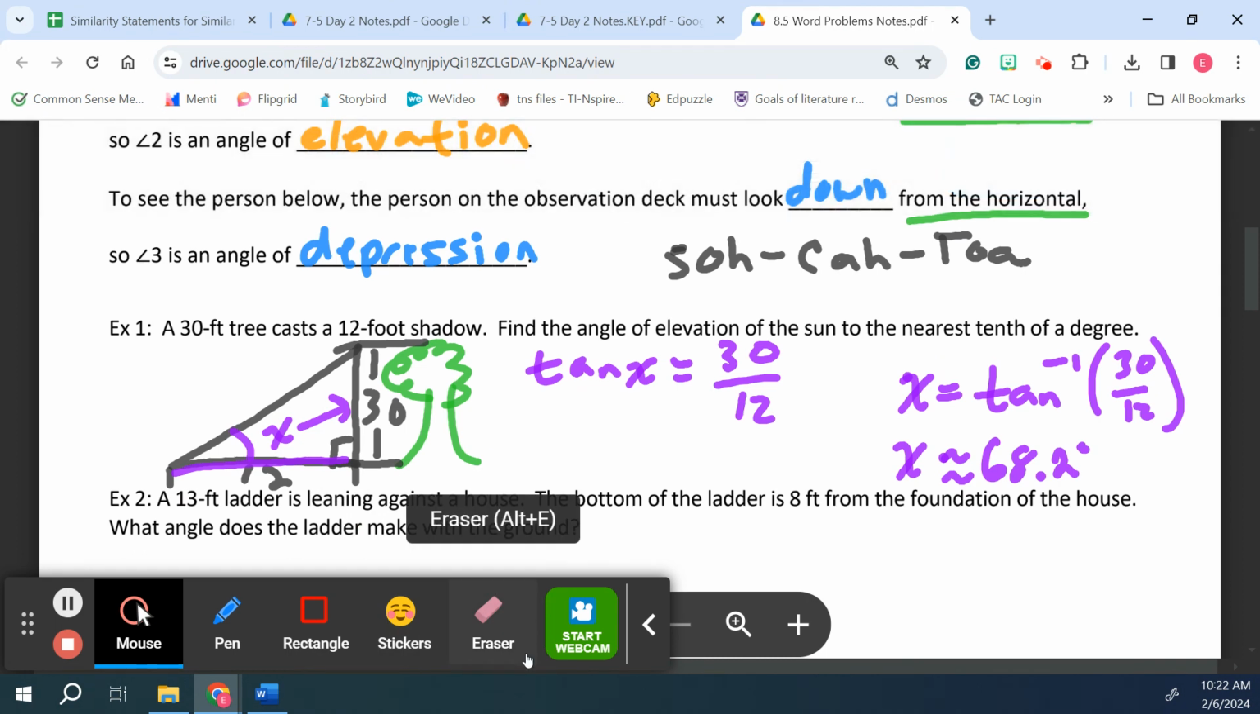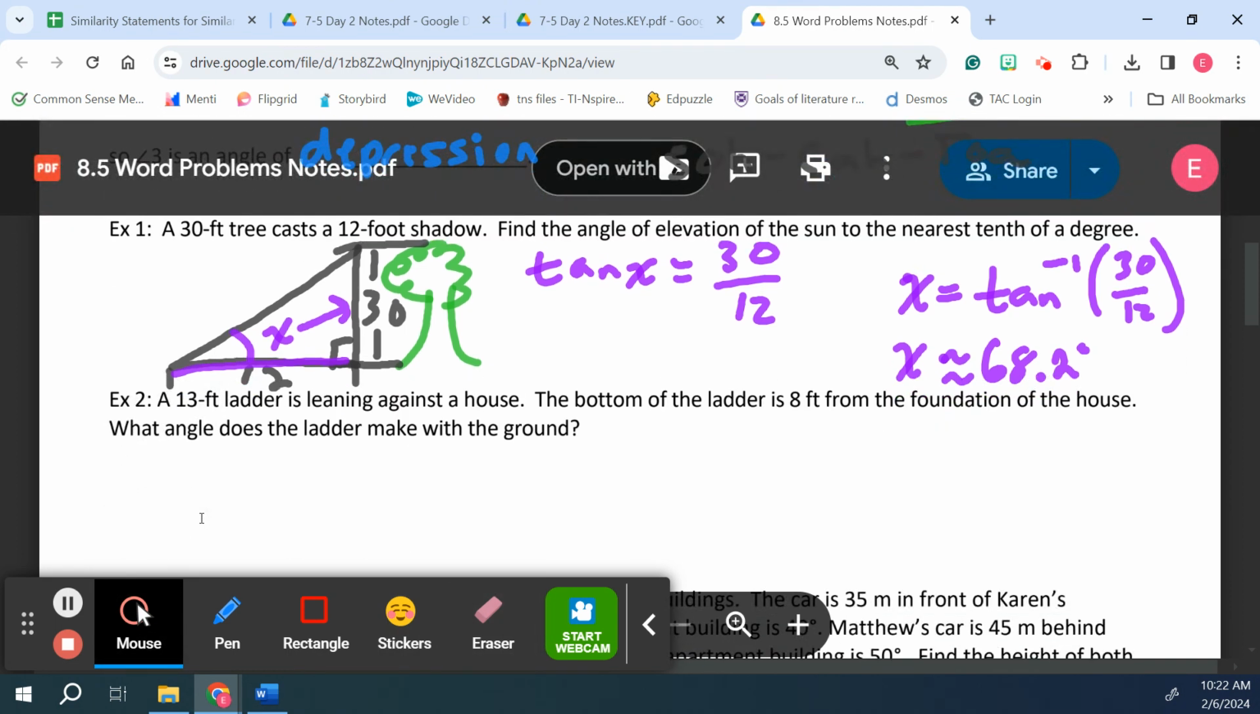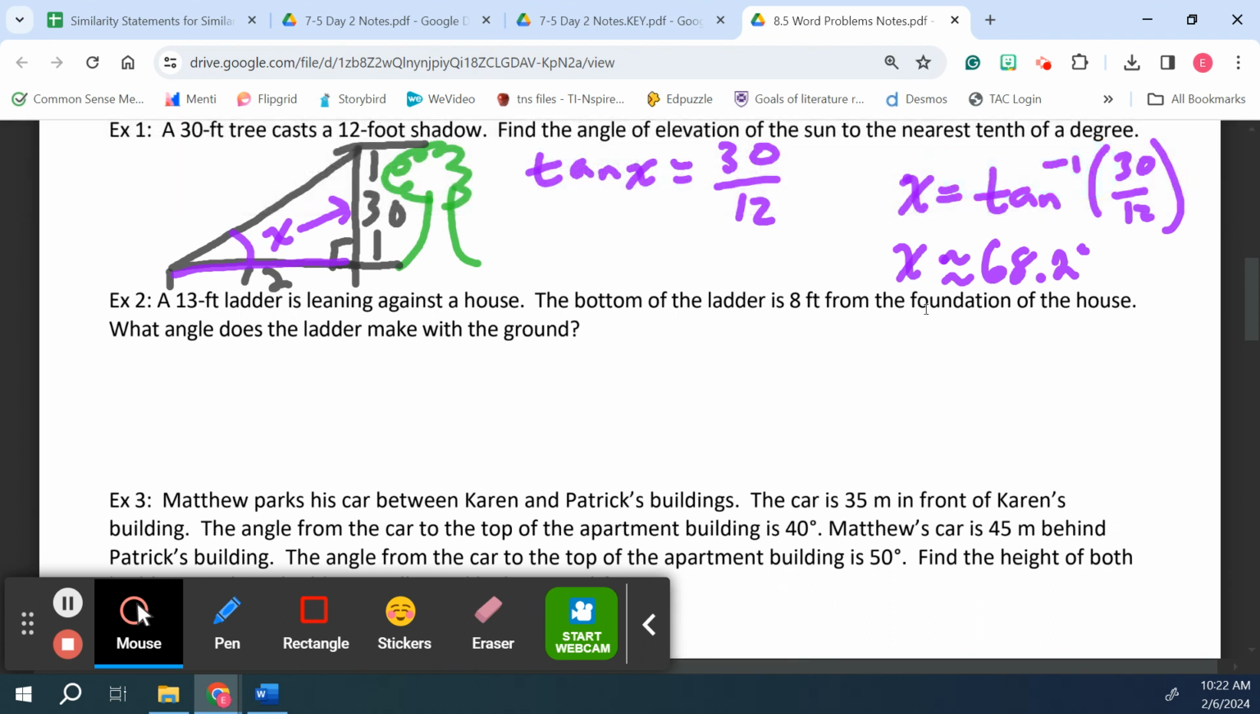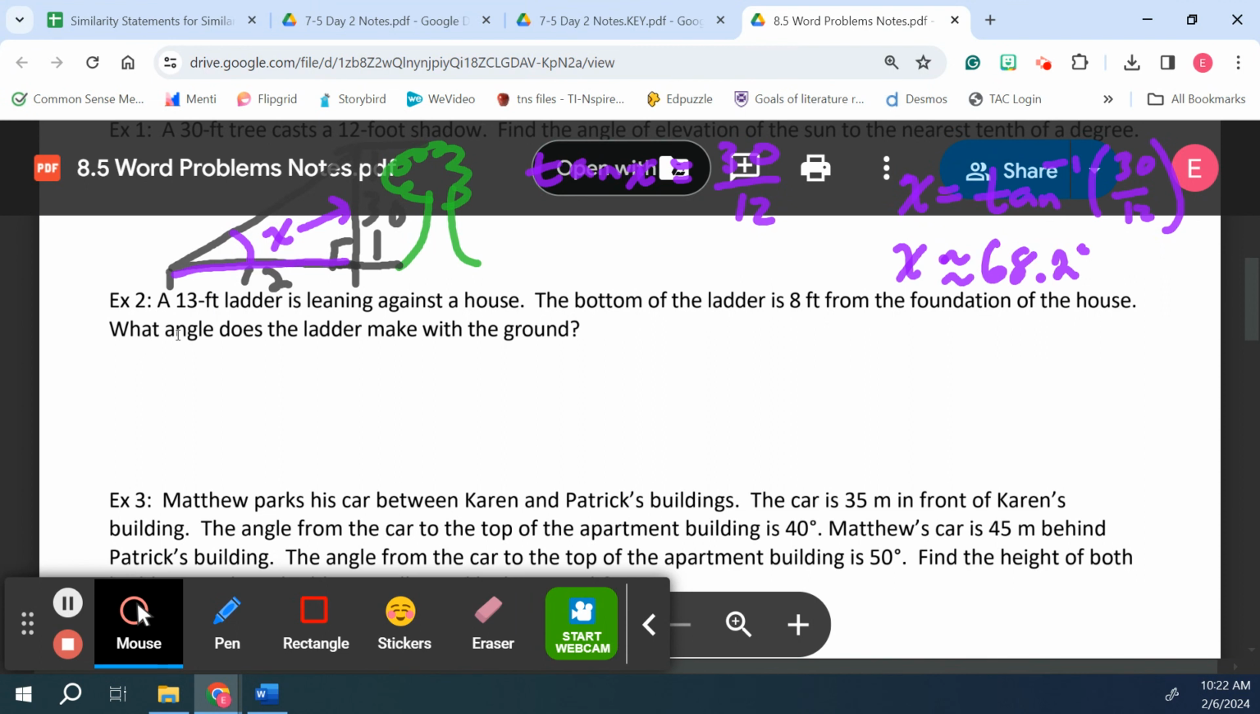All right. Let's take a look at our next example. A 13-foot ladder is leaning against a house. The bottom of the ladder is 8 foot from the foundation of the house. What angle does the ladder make with the ground?